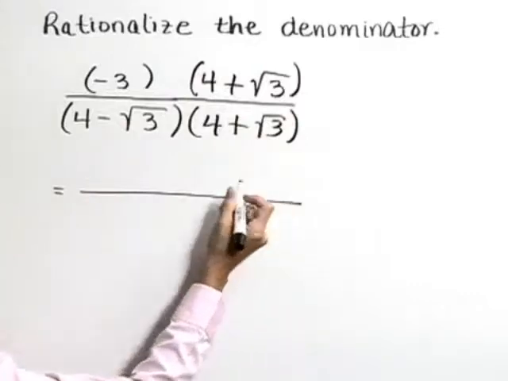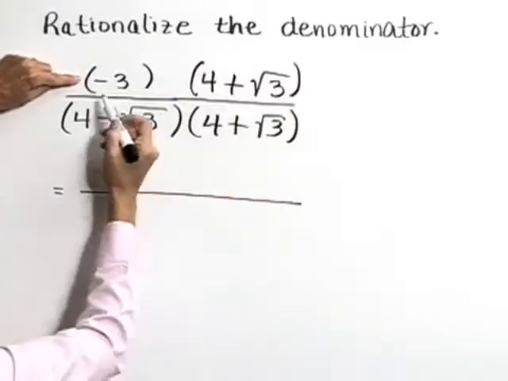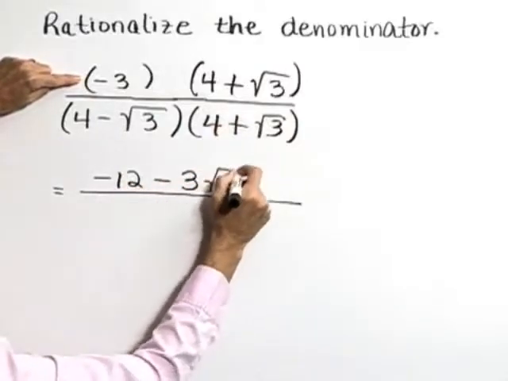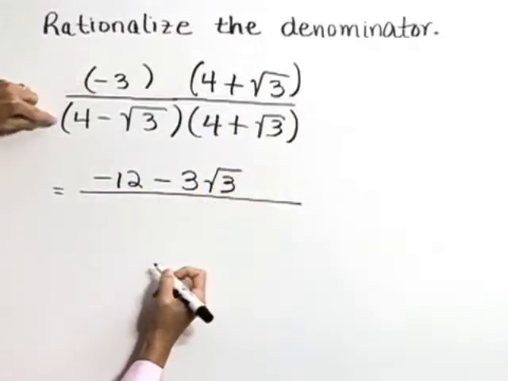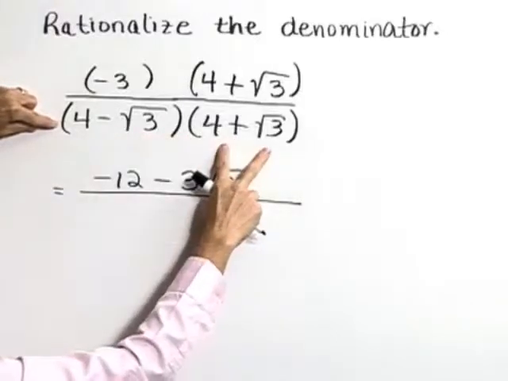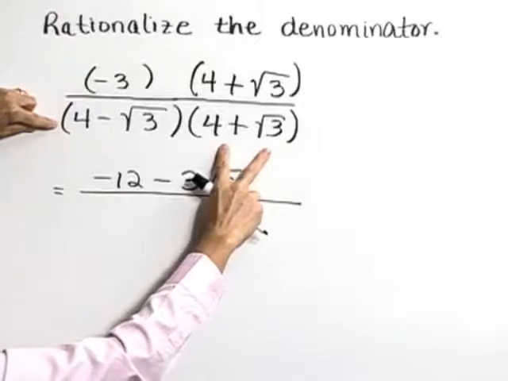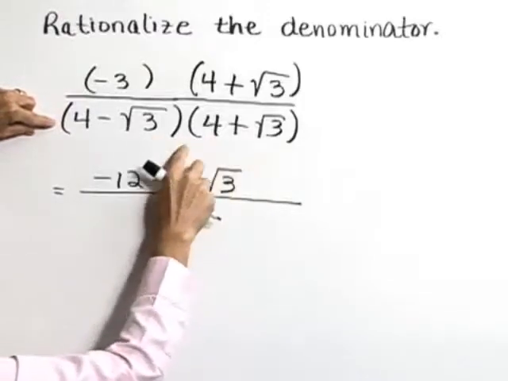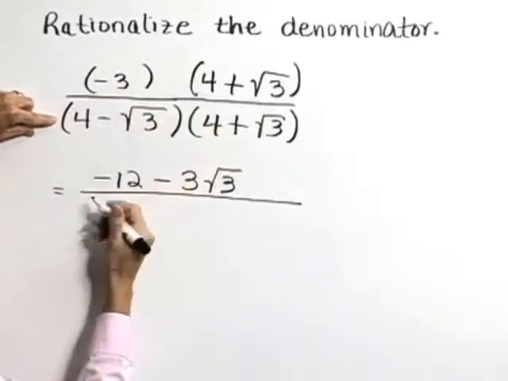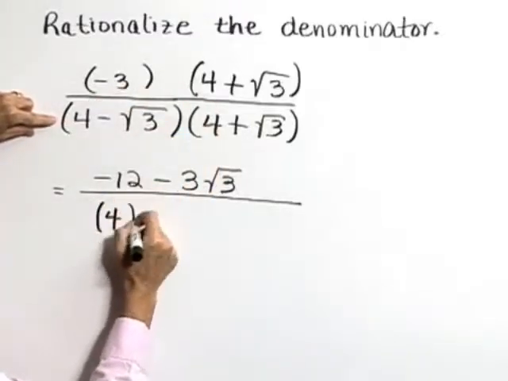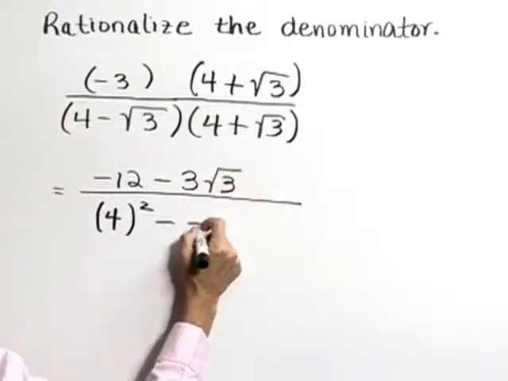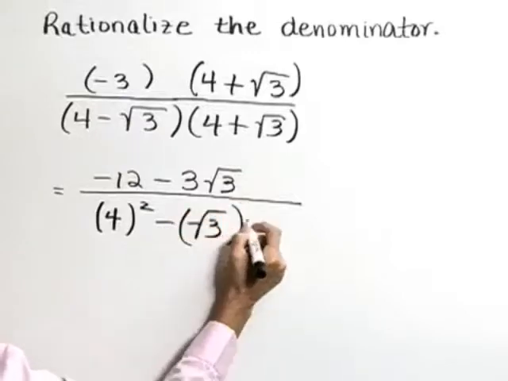Multiplying in the numerator, distributing the negative 3 gives a negative 12 minus 3 times the square root of 3. In the denominator, we're multiplying a difference and a sum of the same two quantities. As we do that, you might think of the FOIL method. Our inner and outer products are opposites and they'll cancel. This will leave us with the product of the first terms, 4 squared, minus the product of those last terms, the square root of 3 squared.